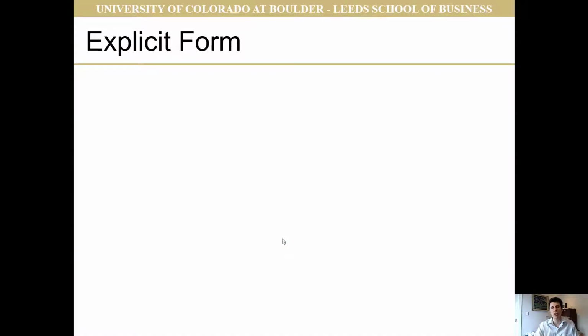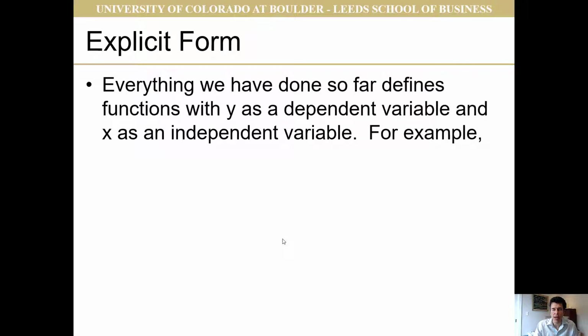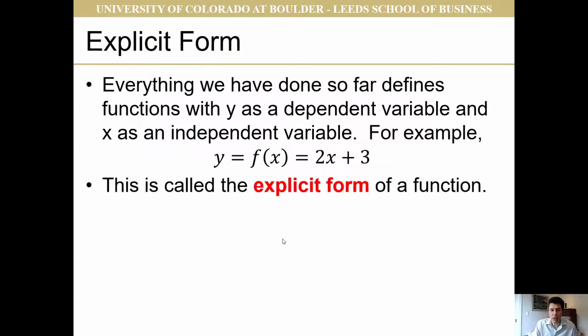So first we need to talk about explicit and implicit forms of functions. Everything we've done so far defines functions with y as a dependent variable and x as an independent variable. For example, y equals f of x equals 2x plus 3. This is called the explicit form of a function, because you have explicitly written y as a function of x. You can solve for y on the left-hand side of the equation with all of the x's, and there are no y's on the right-hand side.